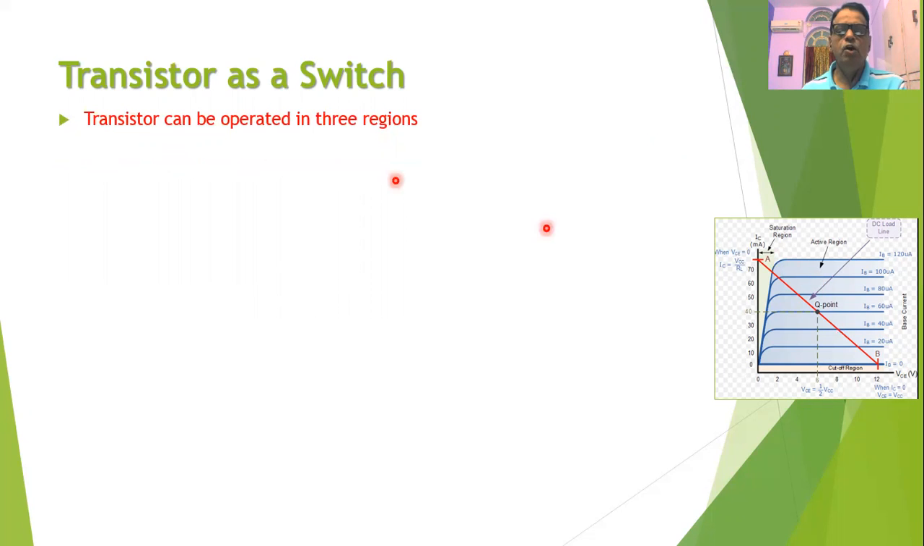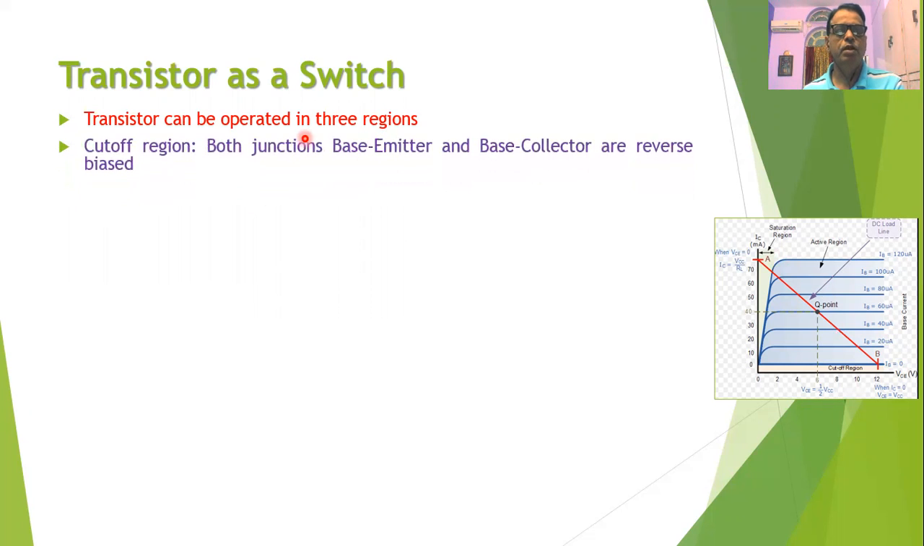So we can easily observe from the characteristic curves of the transistor that the transistor can be operated in three regions. The first region is called the cutoff region, and in the cutoff region, the base current IB is equal to 0, and hence the collector current IC will also be equal to 0. In cutoff region, both the junctions of the transistor, that is base emitter junction and base collector junction, are reverse biased, and therefore no current can flow through the transistor.